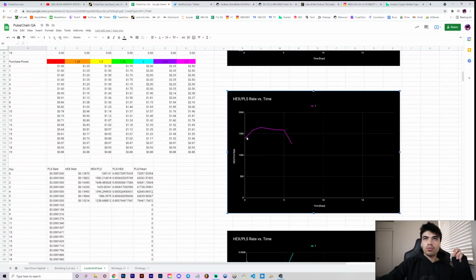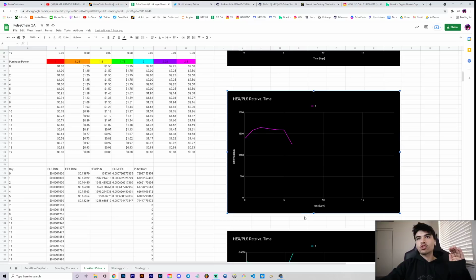So at the beginning, right, it was about 1387 pulse per hex, or hex per pulse. Wait, hold on. Let me get this right. Yeah, at the beginning it was 1387 pulse per hex, right? 'Cause pulse is quote unquote cheaper. Okay. And then it reached a point where you were getting 1648 pulse per hex. Yeah, that's right. It's just throwing me off a little bit.